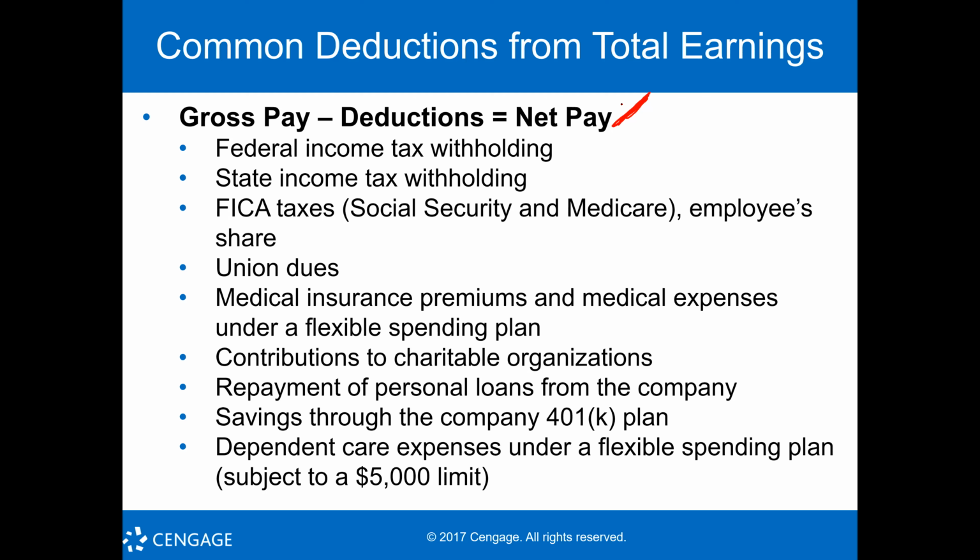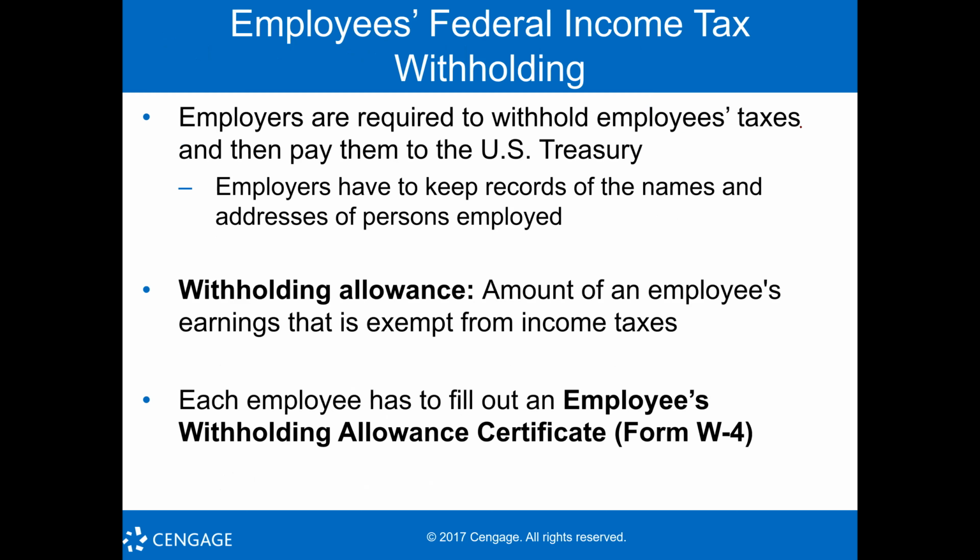So if you think about gross pay, that's the total amount we earn, just like the last couple of examples we looked at. Then we'd subtract deductions, and that would be our net pay, which is also called take home pay. That's what we actually get to take home after taxes and other deductions.